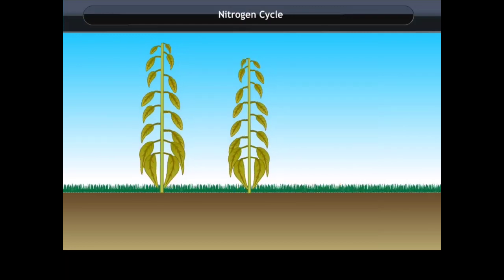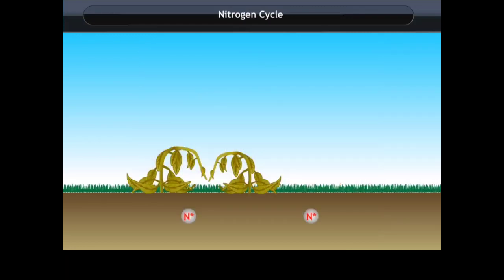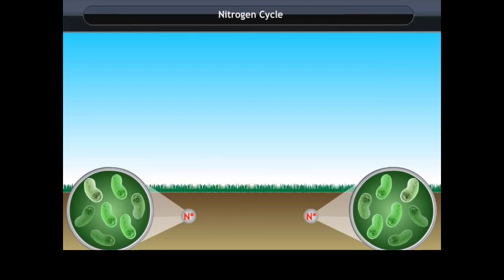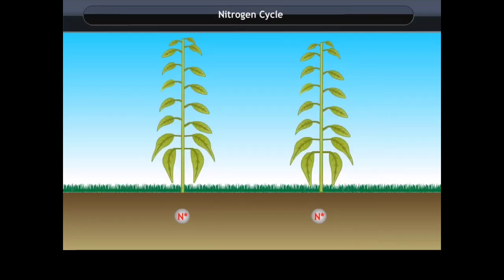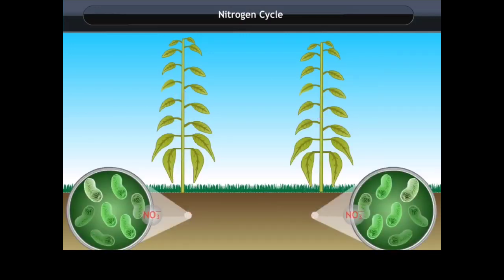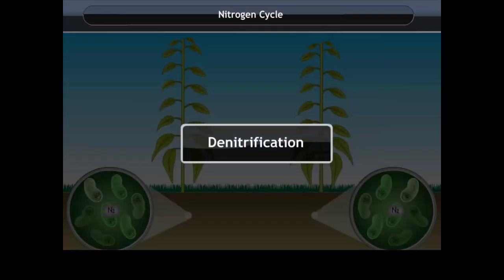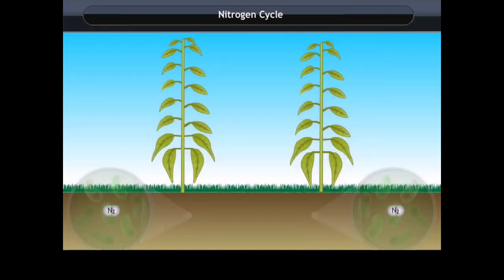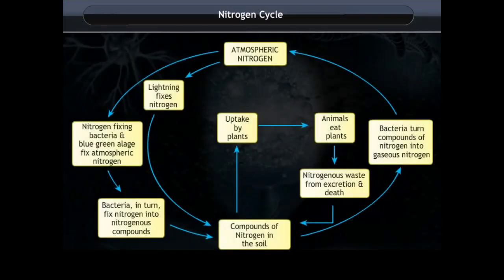When plants and animals die, bacteria and fungi present in the soil convert the nitrogenous wastes into nitrogenous compounds to be used by plants again. Certain other bacteria convert nitrate ions into nitrogen. This process is known as denitrification. The gas goes back into the atmosphere. As a result, the percentage of nitrogen in the atmosphere remains more or less constant. Let us summarize in pictorial form.